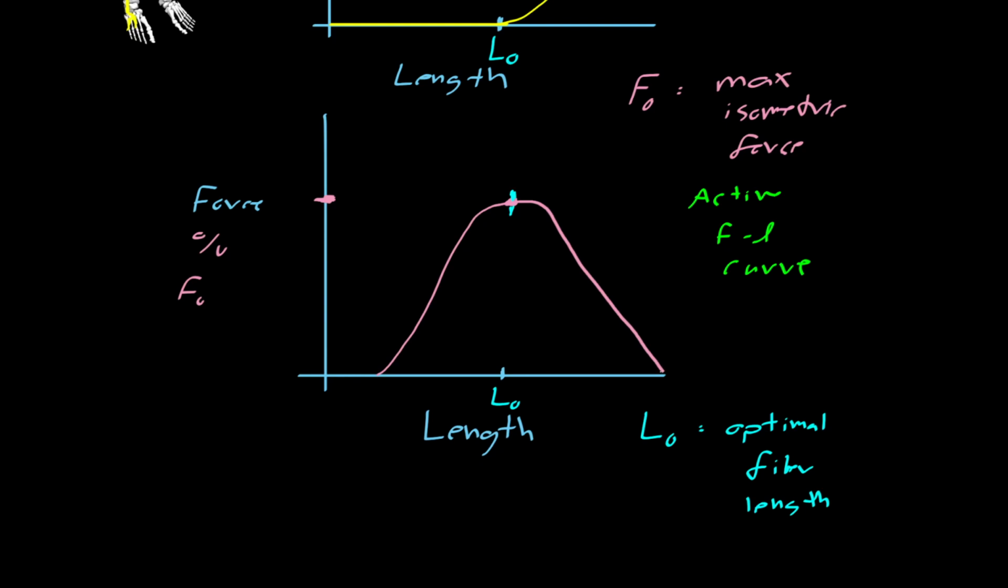You don't need to specifically know exactly these numbers, but it's useful to know that these limits here on the left and on the right happen to be at about 50% less and 50% more than the optimal length. So that suggests that if your muscle length is out here or out here, you can't produce any force at all.